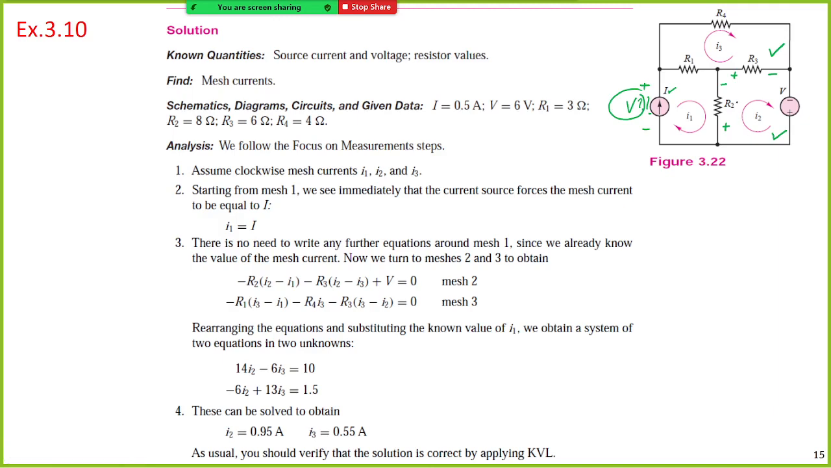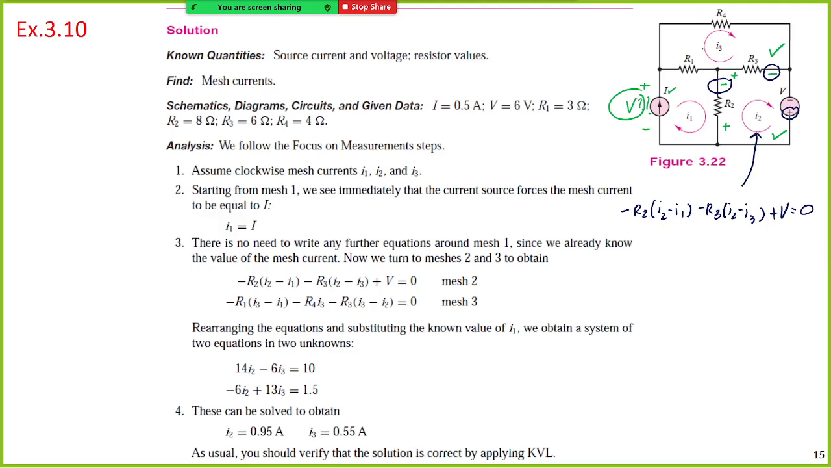Then minus, and then plus, right? So it would be minus R2 (I2 minus I1), minus R3 (I2 minus I3), and then plus V equal to 0. This is this mesh.